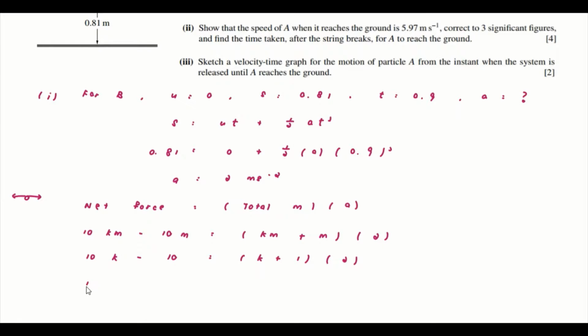So let's try to solve it. Then I have 10k minus 2k equal to 2 plus 10. So 8k will be equal to 12.